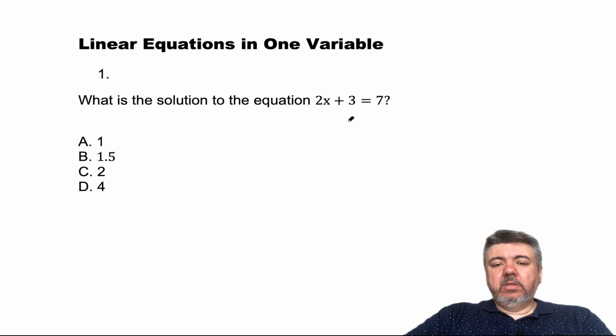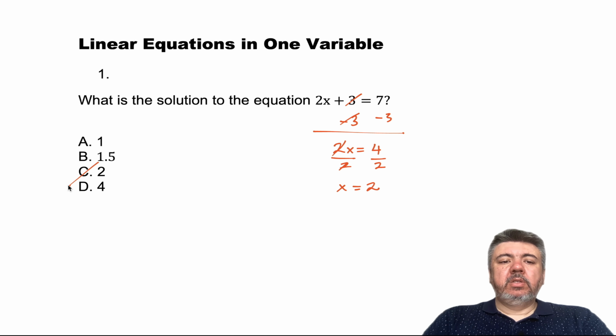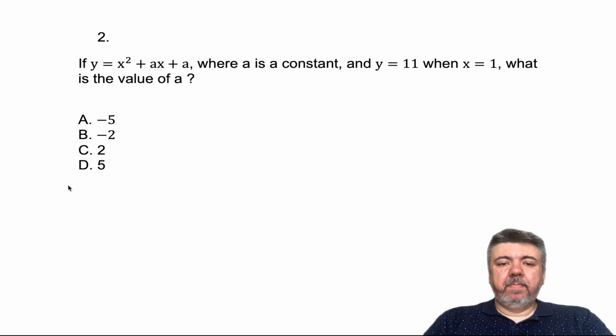So the first thing we can do is add negative 3 to both sides. Then what we'll have, 2x equals 7 minus 3, it's 4. And divide by 2 both sides. It's going to be x on the left and 2 here. So our answer is 2. X equals 2. Let's move to the second question.